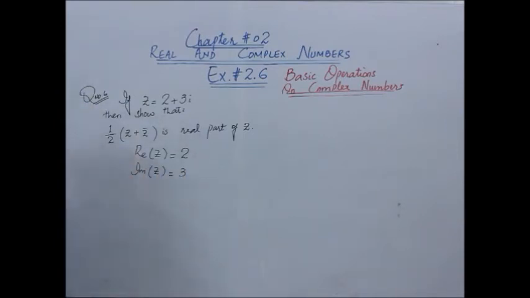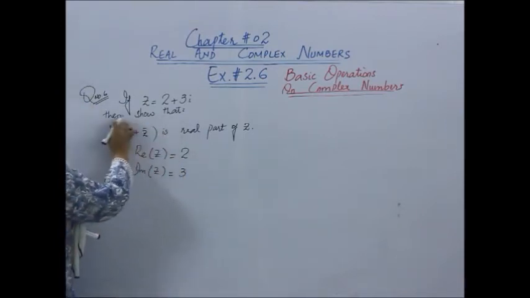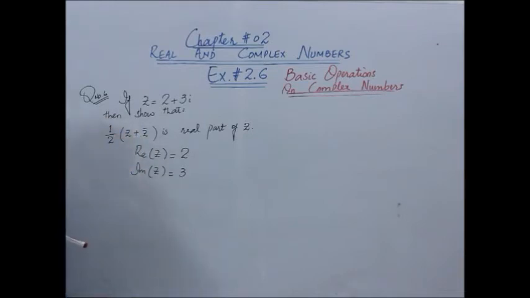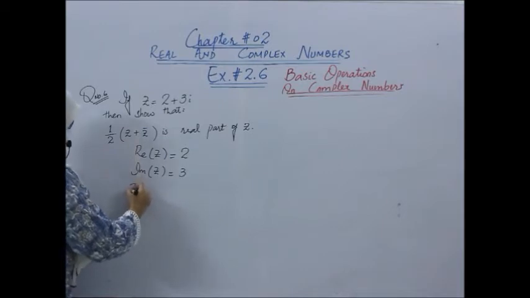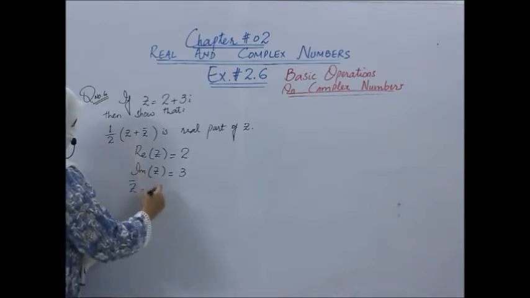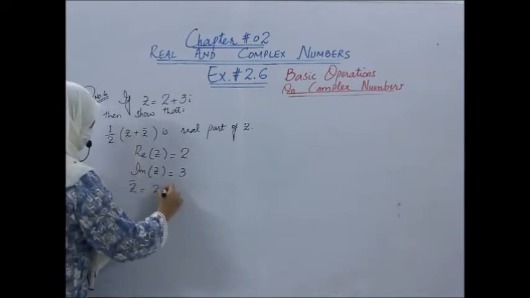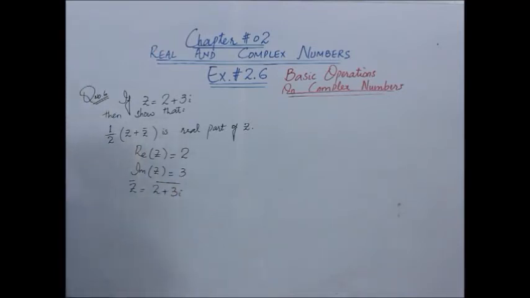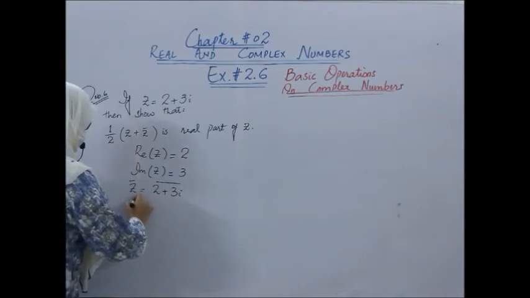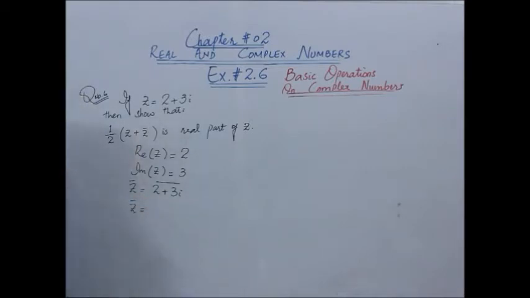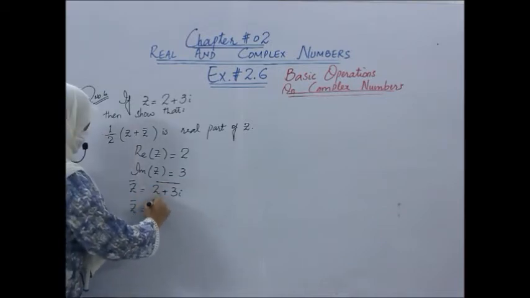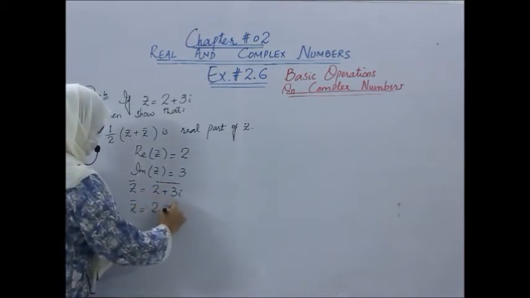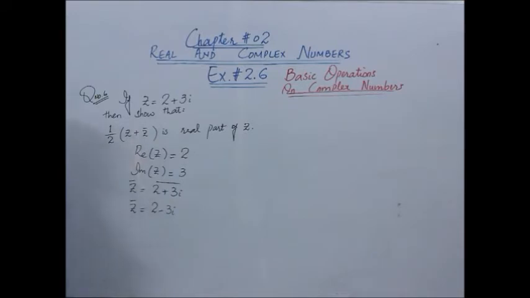Now what we have to do? We have to find out this 1 by 2 into z plus z bar. So for this, as z is already given, now what about the z bar? Z bar means you have to find out the conjugate of the complex number 2 plus 3 iota. So the conjugate of this complex number would be what? As you have studied earlier, conjugate will just change the sign of the imaginary part. So z bar is equals to 2 minus 3 iota.